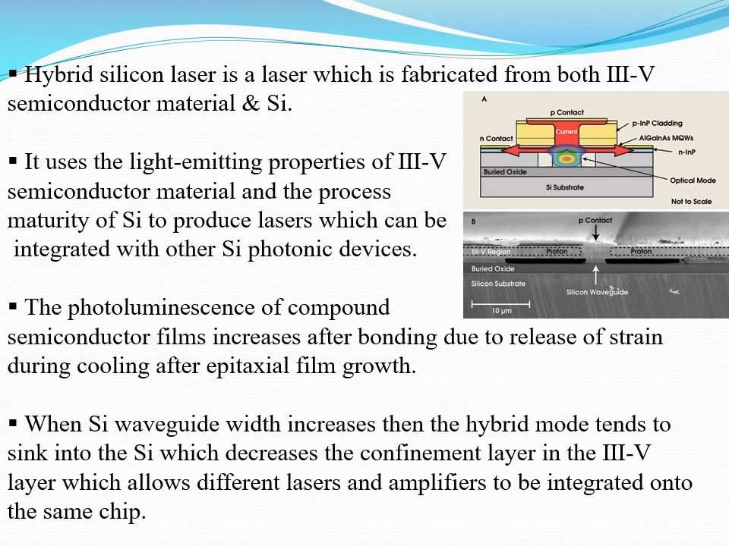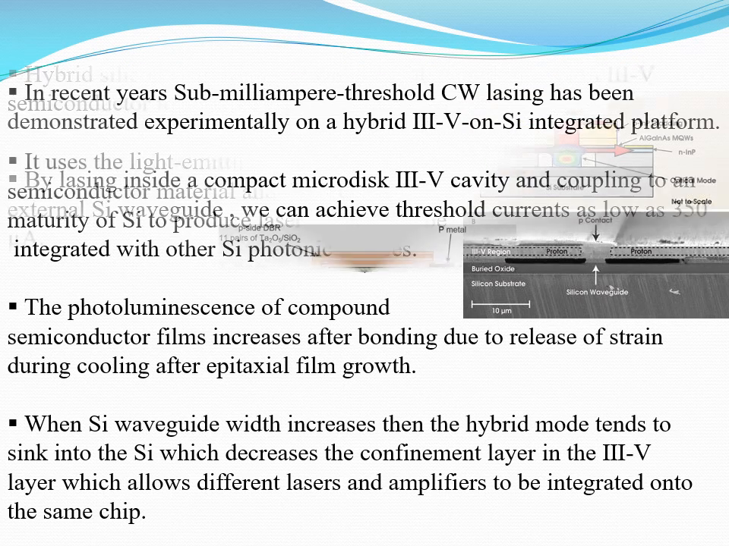Hybrid lasers are fabricated using silicon and group III-V semiconductor materials. These lasers were developed to address the lack of a silicon laser, to enable fabrication of low-cost, mass-producible silicon optical devices. The photoluminescence can be activated either by using a laser or by passing electricity through it. When the silicon waveguide width increases, it allows for the integration of different lasers and amplifiers onto the same chip.